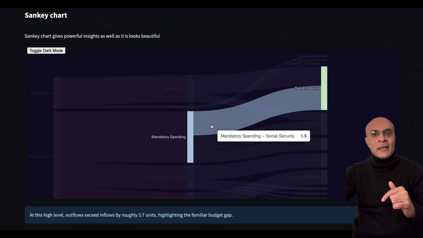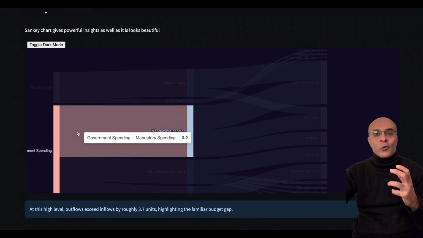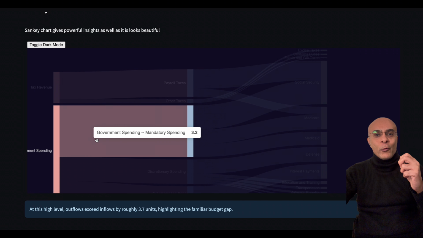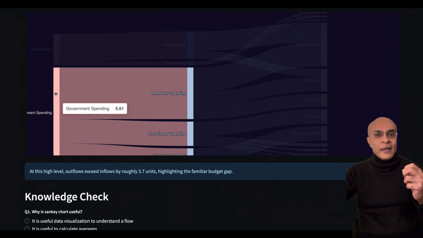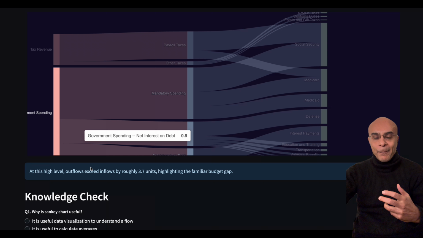So you can see that this is a really powerful way to visualize the data, as well as it also gives a lot of insights. The first insight which you can quickly get is you see the spending is much more than the income. So this represents the familiar budget gap.